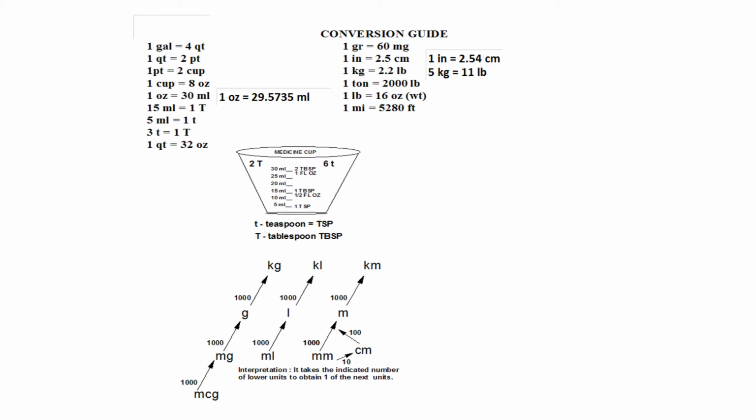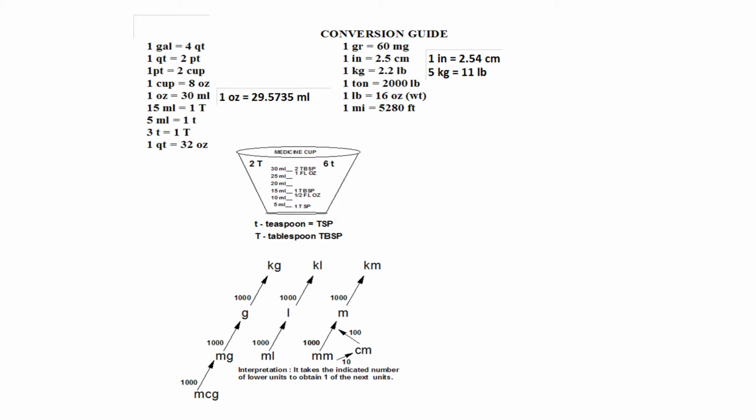But if we look at the bottom, we deviate from the 1,000. It takes 10 millimeters to be a centimeter. And it takes 100 centimeters to be a meter. So for every centimeter, there are 10 millimeters, and 10 times 100 is 1,000.